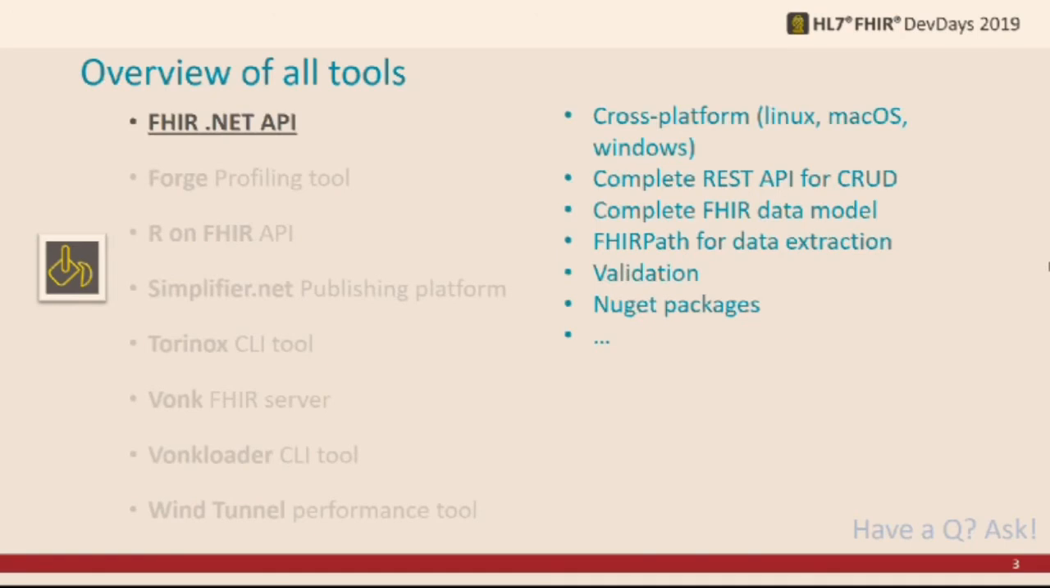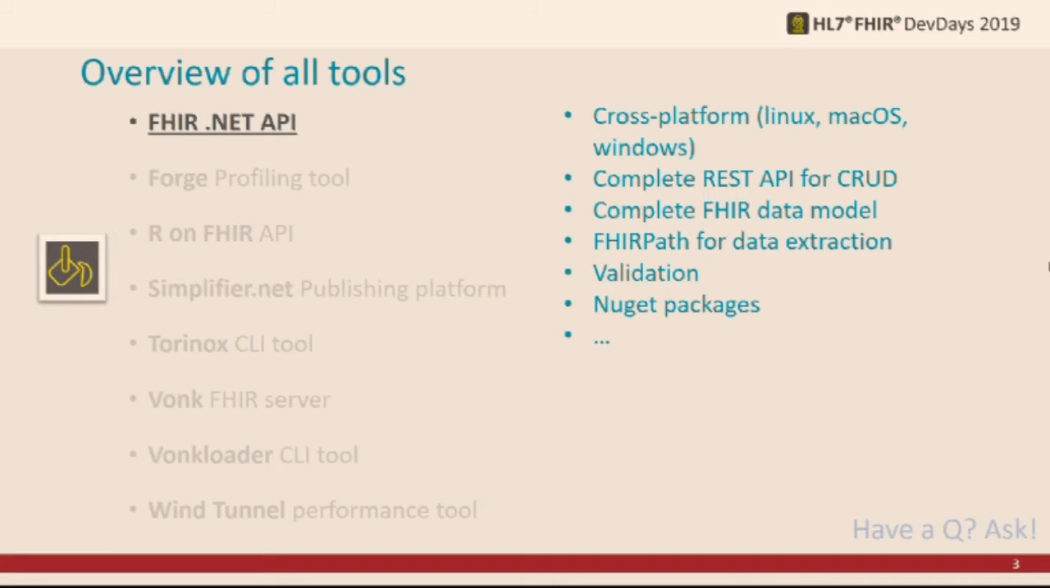We maintain the canonical API for FHIR. It is cross-platform. It runs on Windows, Mac, Linux, and it runs on .NET Core and .NET Framework. It has the complete REST API, so you can create, read, delete resources with it easily, as well as conditionally read, update, delete. It also comes with a complete FHIR data model, so there are POCO classes available, so you can create your FHIR instances pretty easily.